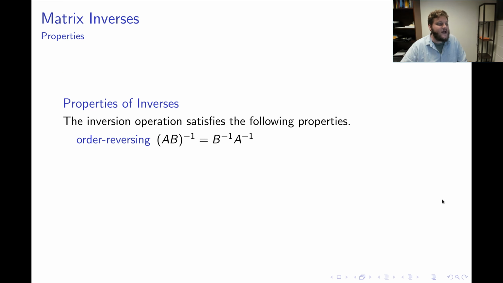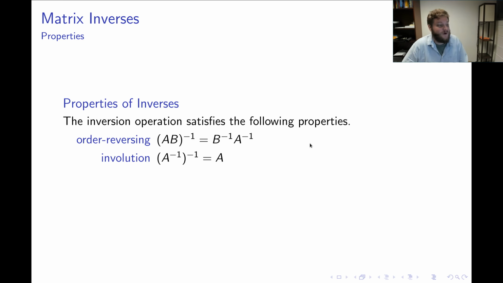Okay, now what kinds of properties does inversion obey? Well, one important property is the order reversing property. If A and B are square matrices of the same size, I can multiply them together, and this produces another invertible matrix as long as A and B themselves are invertible. And if I wanted to invert that matrix, so if I wanted to apply the inverse operation to the quantity A times B, it turns out this is always the same thing as the product of the inverses of A and B together in the reverse order. So it's an order reversing property, just like transposition.